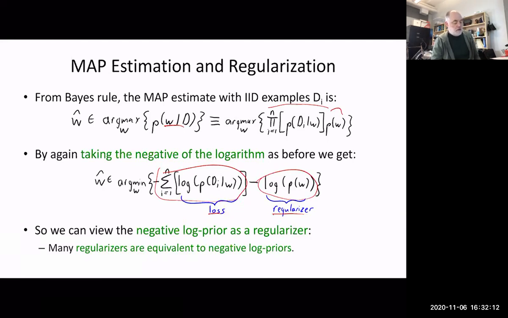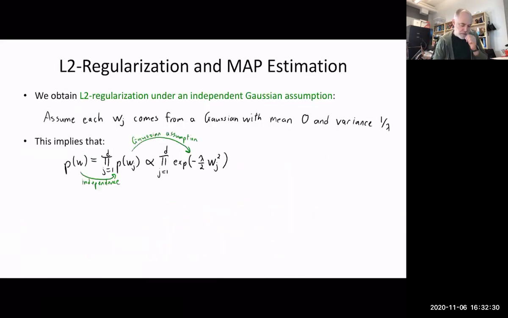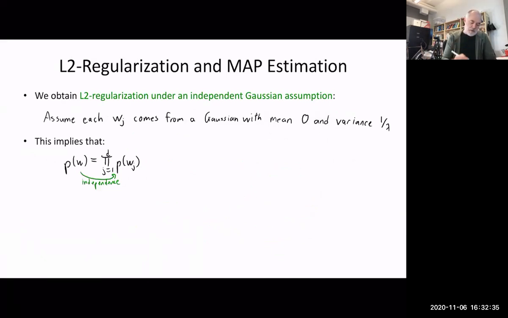Yeah. So we can view the negative log prior as a regularizer, and many regularizers, just like many loss functions, correspond to distributional assumptions, i.e. likelihoods. Many regularizers are equivalent to negative log priors. So let's do an example here. Let's assume that every dimension of our parameter, W, comes from a Gaussian with mean 0 and variance 1 over lambda, okay? So this is our prior belief about what the parameter vector should be.